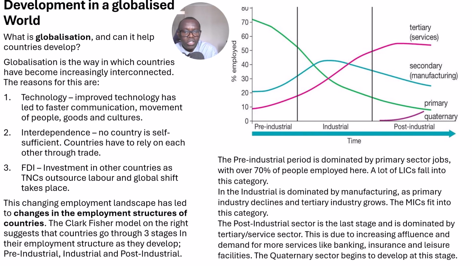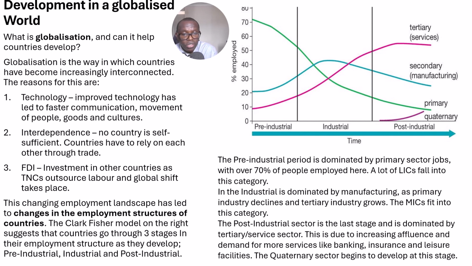In this next section, we will be looking at globalization and how it has helped countries develop. Now, globalization is the way in which countries have become increasingly interconnected. There are several reasons for this happening, and one of those reasons is improvements in technology. Now, those improvements in technology have led to faster communication, movement of people, goods, and cultures.